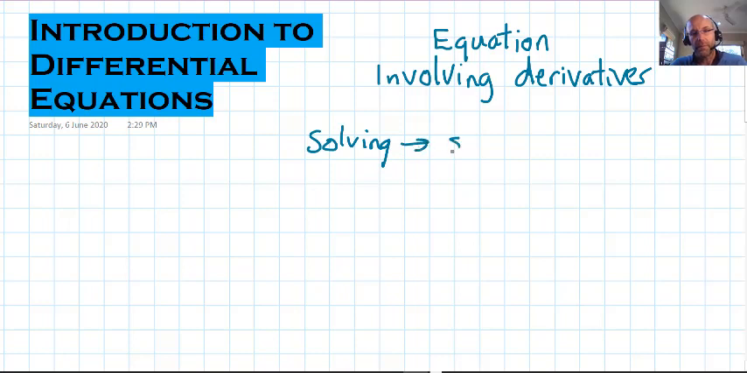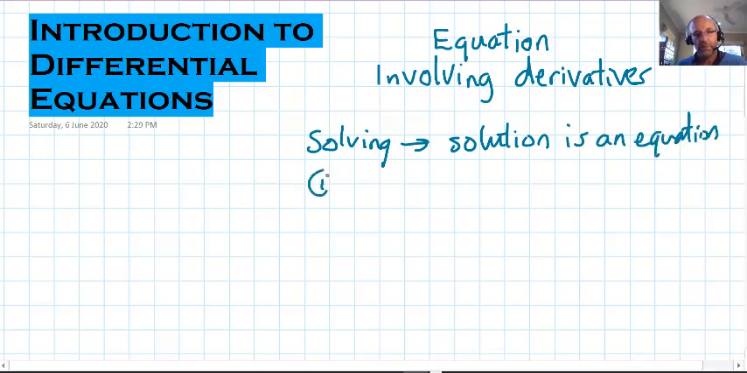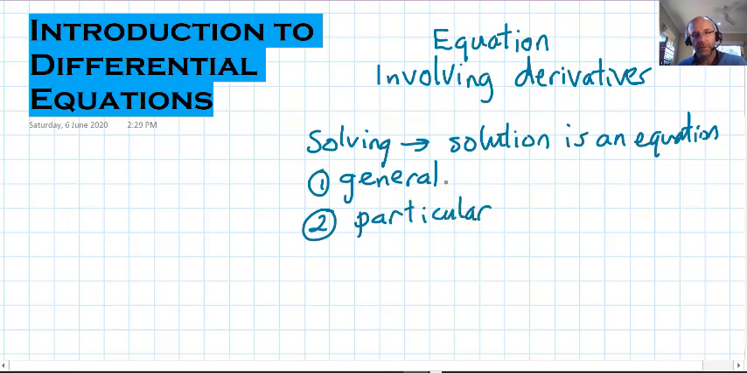So there are two types of solutions as well. There's the general solution and there's the particular solution. The general solution is an equation with a plus c on the end, and a particular solution is just an equation. There's no c, no constant of integration. And yes, we're going to use integration.